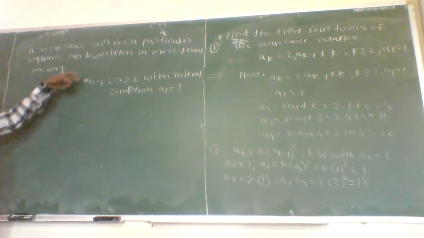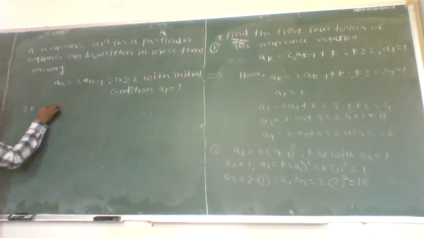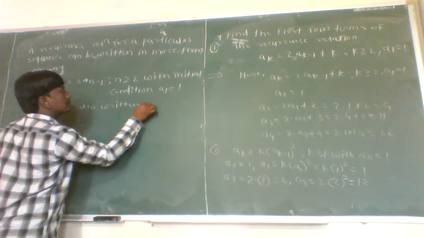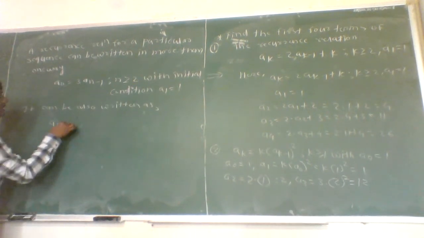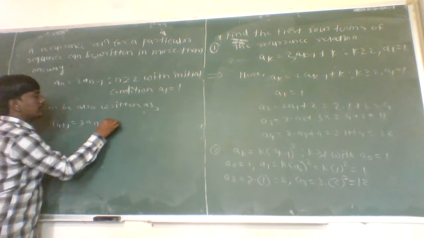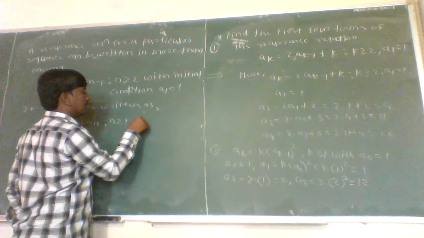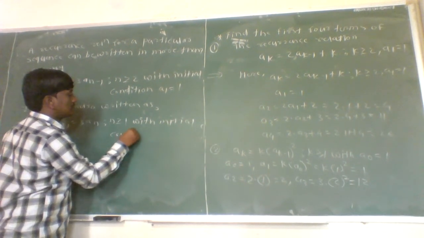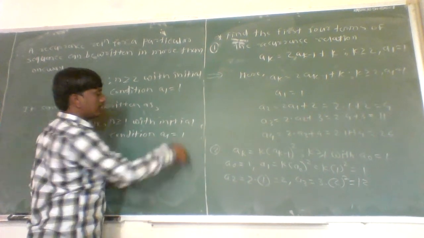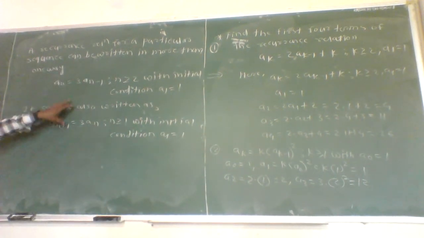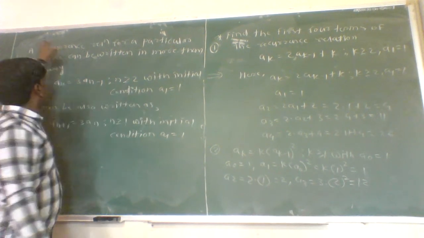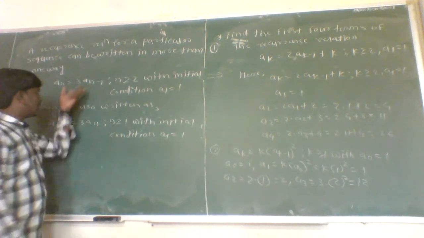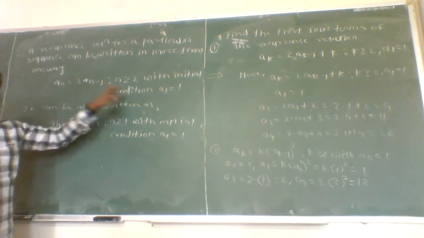Therefore, this recurrence relation can also be written as a_{n+1} is equal to 3 times a_n, where n is running from 1 to infinity, with initial condition a_1 equal to 1. These are two different recurrence relations, but both give the same sequence. Therefore, any recurrence relation for a particular sequence can be written in more than one way. That is, both are different recurrence relations, but both will give the same sequence.